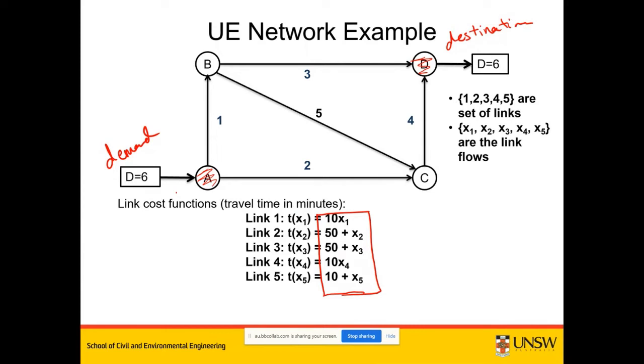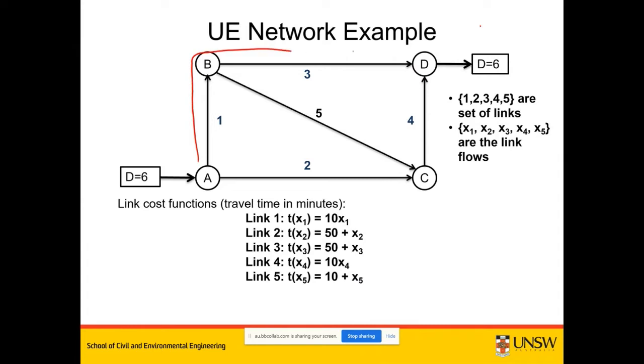Now let's algebraically solve this problem. The problem is asking, find the user equilibrium link flows and link travel times. So what we can do is first start by finding the paths. What paths exist between A to D? So there is one path here. There is another path here, right? Also this path.